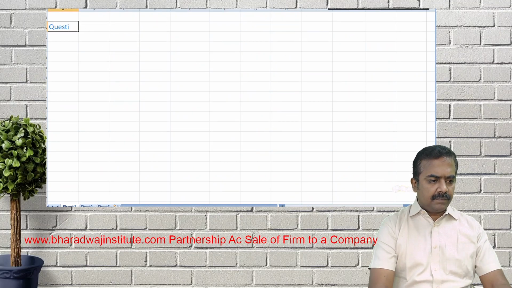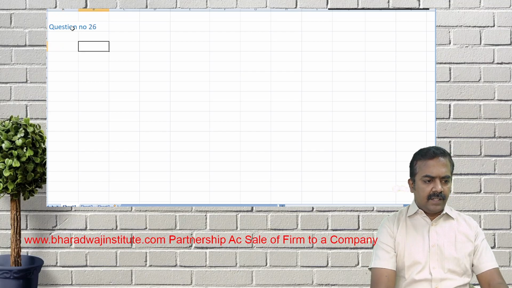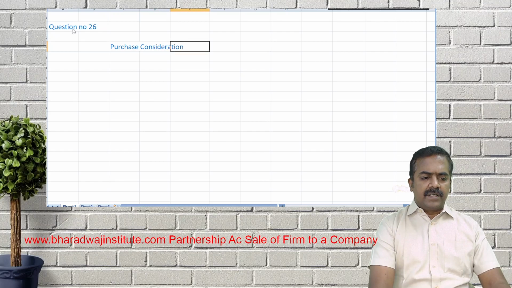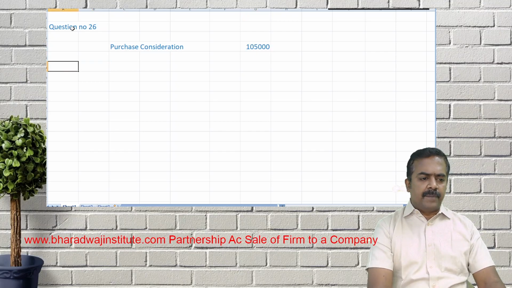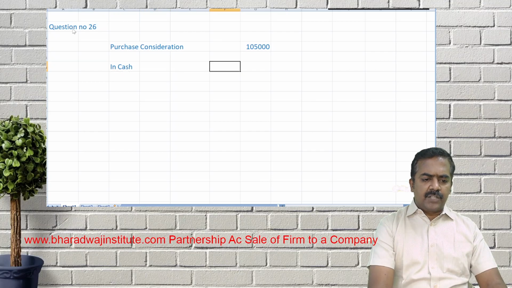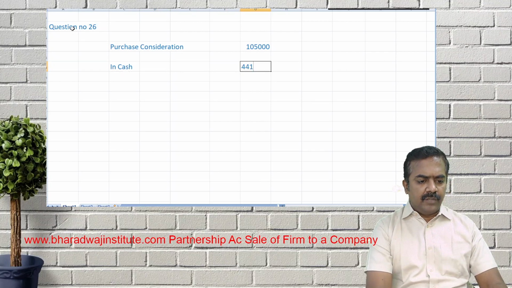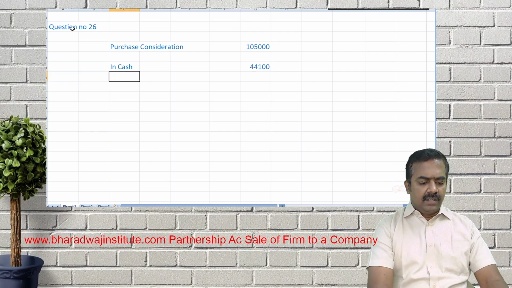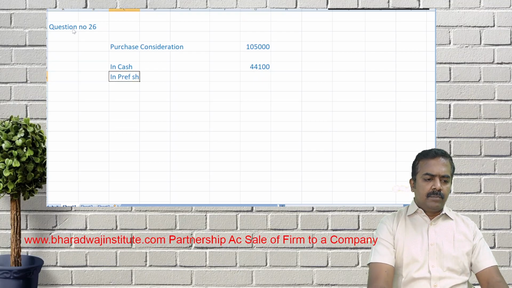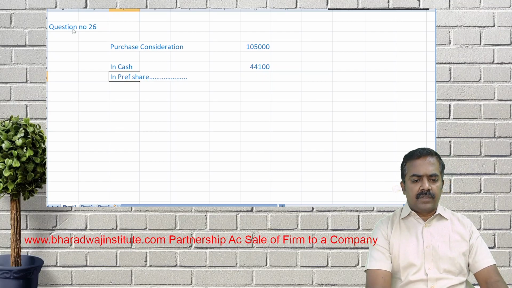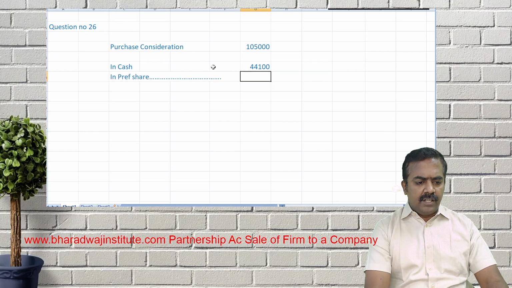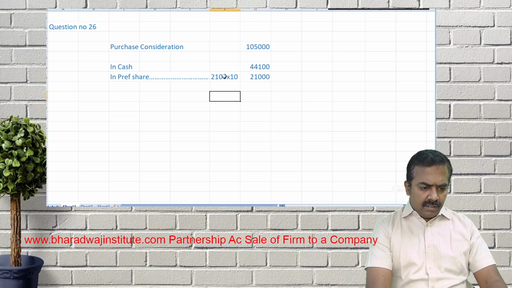This is question number 26. Please do it along with me. What is the purchase consideration? 1,05,000. How is this paid? In cash form, 44,100 rupees. Then in preference shares, 2,100 into 10, which is 21,000. Then the balance in equity shares.